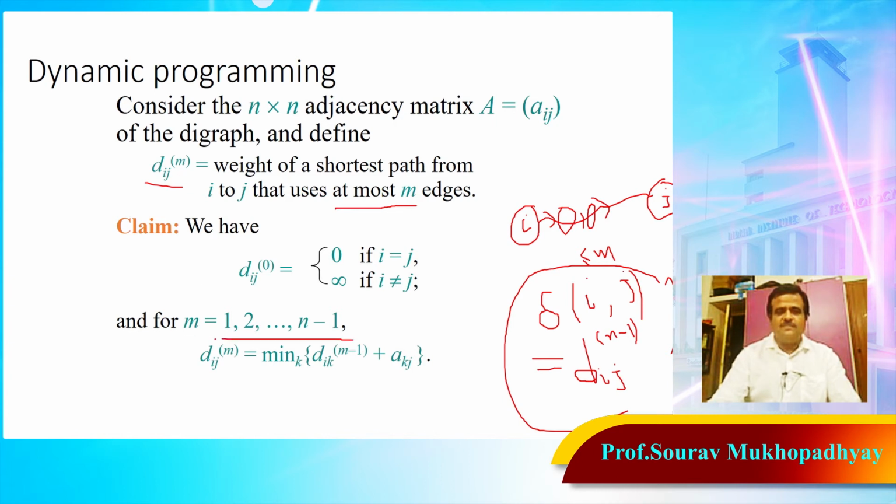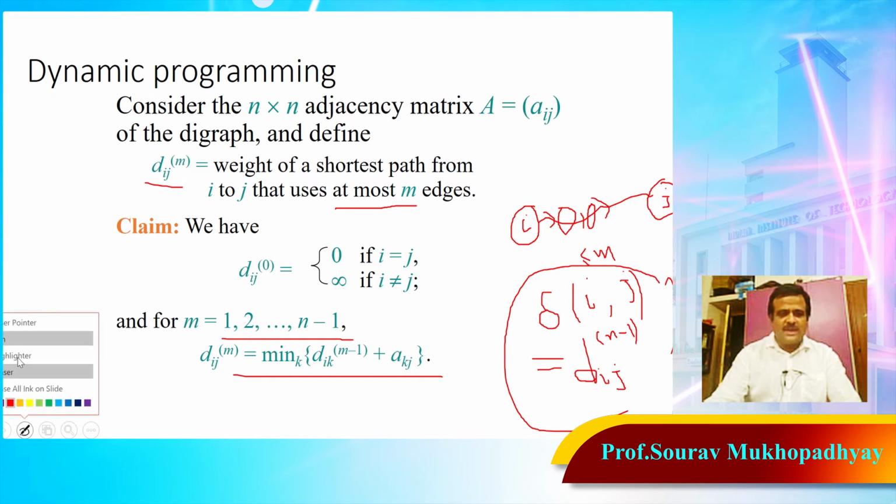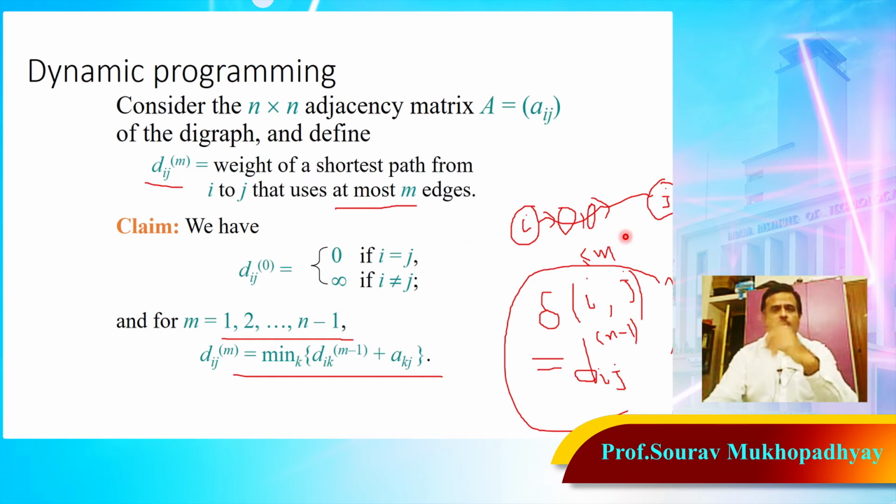We will use this formula, and we will prove this formula. This formula will give us the algorithm, which is the dynamic programming bottom-up technique. First of all we need to prove this: delta(i, j) is nothing but d_ij^(n-1), because if there is a shortest path, then there will be no negative cycle. If there is a cycle at all, it will be a positive cycle, and we will not hop on that. So all the paths will be simple paths, with no repetition of vertices. That means the number of edges will be at most n minus 1 for delta(i, j).